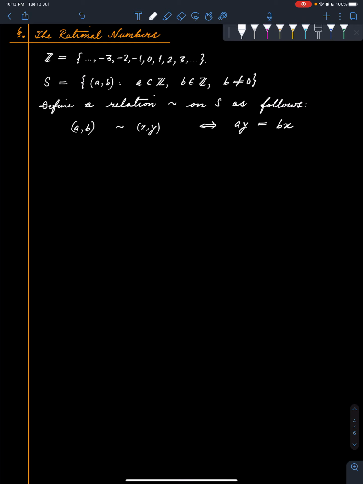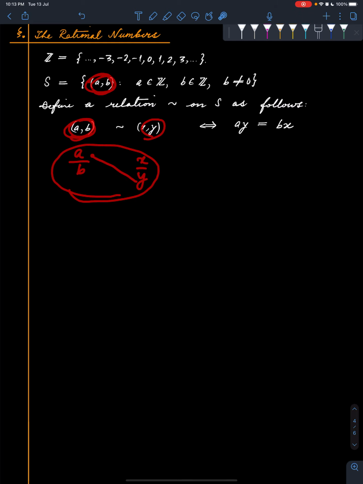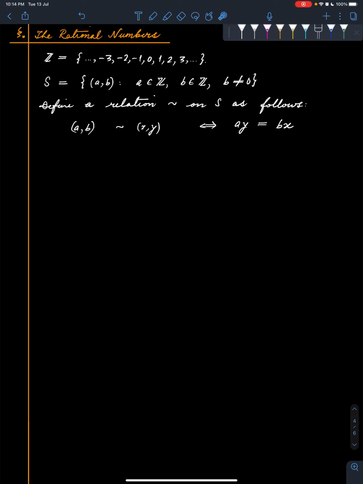So this looks weird, but what are we trying to do? We are trying to think of this as a fraction. So instead of looking at it this way, just think of it like this and think of it like that. And when do we say that these two rational numbers are equal? We say that they are equal precisely when this cross multiplication gives you this. So that is why we are defining this relation. That's the motivation for it.